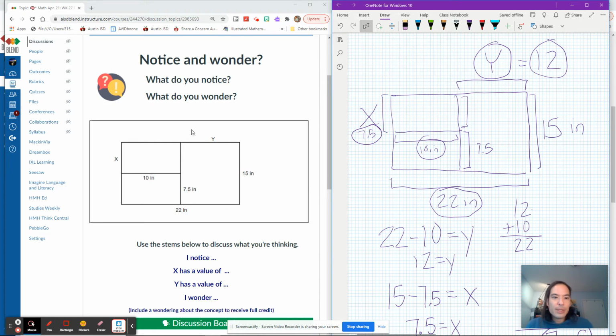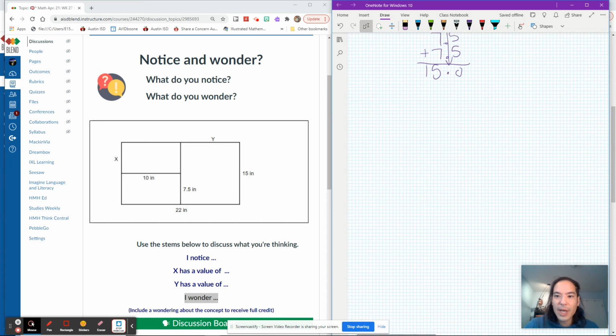So I noticed that we're looking at a rectangle with missing values. I noticed that the rectangle is broken into two rectangles and a square. I noticed that x and y are missing. I noticed that I have all the side lengths except for x and y. All right, so there's a lot of noticings. X has a value of 7 and 5/10, because 7 and 5/10 plus 7 and 5/10 equals 15. Y has a value of 12, because 10 plus 12 equals 22. And then I wonder if we could do this with triangles. I wonder if we can do this with a different shape other than a rectangle.